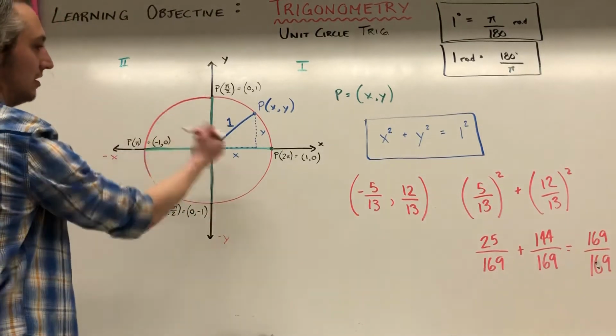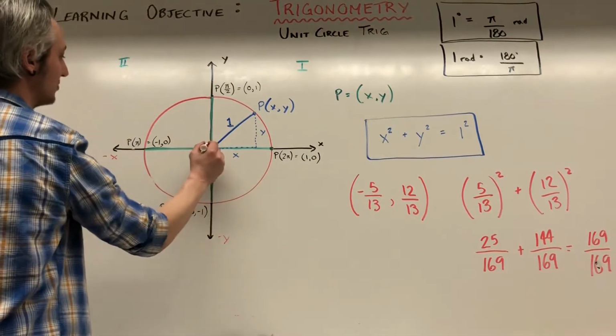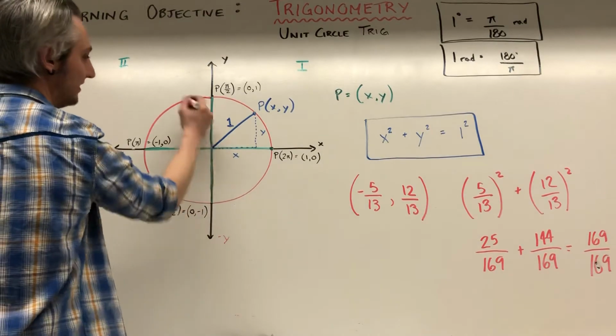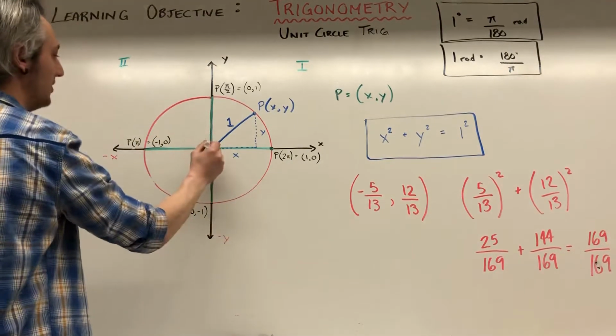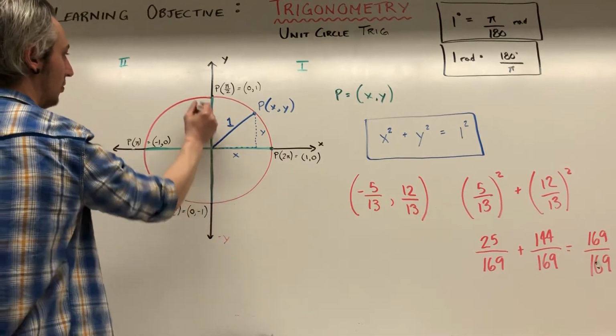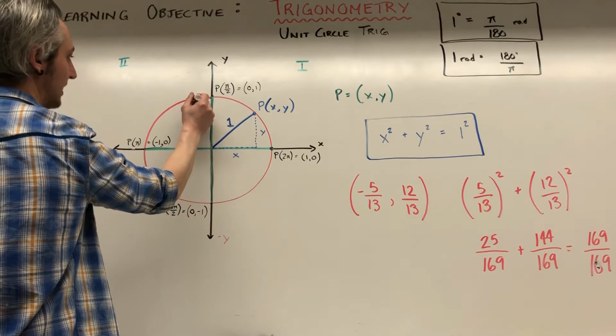and it's going to be somewhere with a big y and a small x. It's probably going to be somewhere up here, right? Because this has a nice big y, almost a full 1, and then a pretty negligible x.